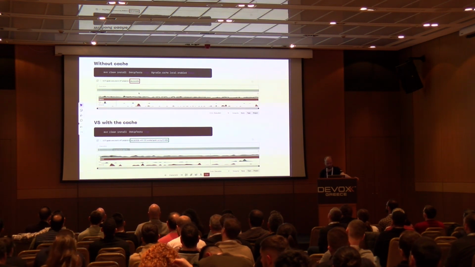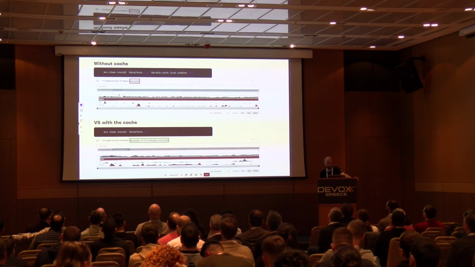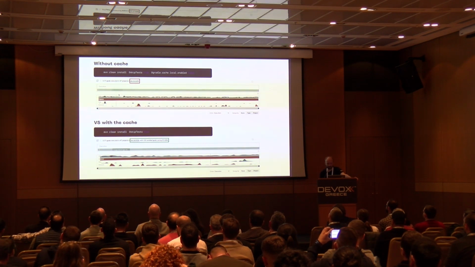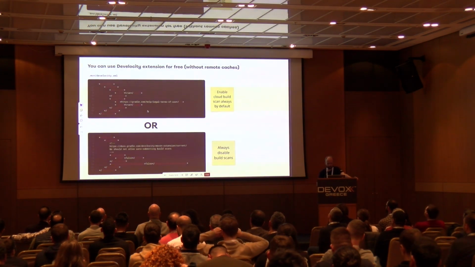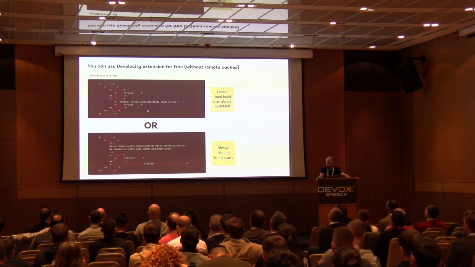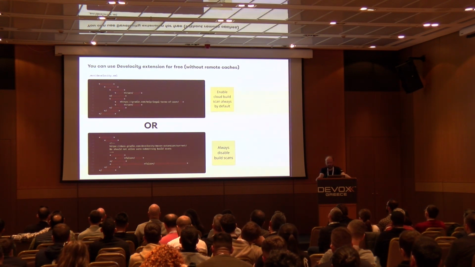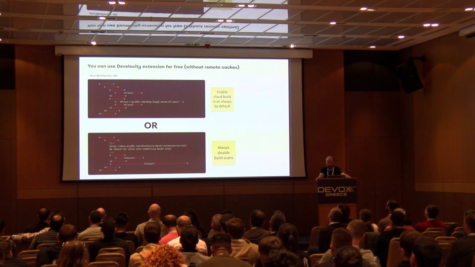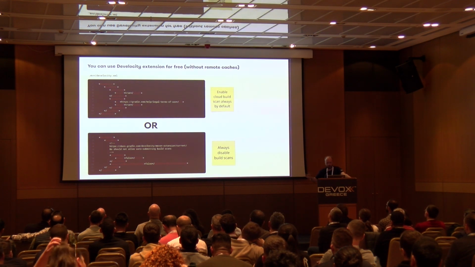Also, this build scan is a web link, and we can observe different aspects of builds. For example, consumed resources like CPU, memory, disk, and network. You should be aware that Develocity has pretty expensive pricing policies, but it's possible to use a free version, not a version, sorry, but a subset of functionality.